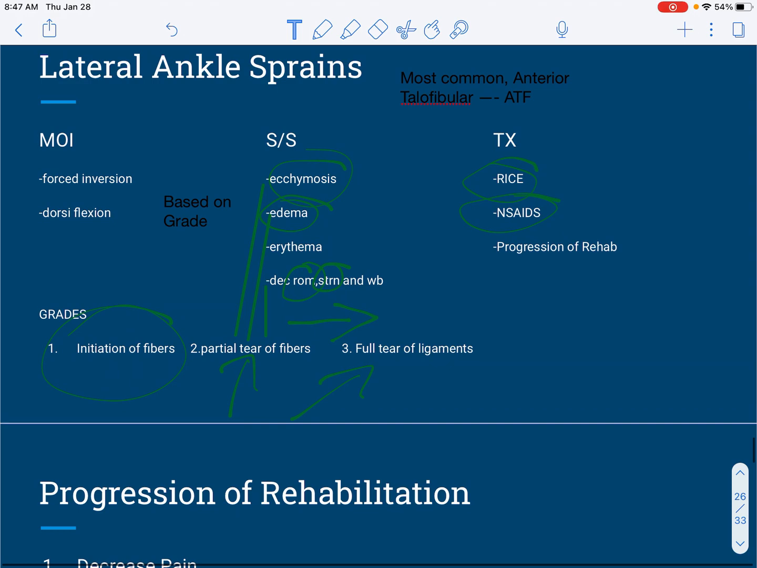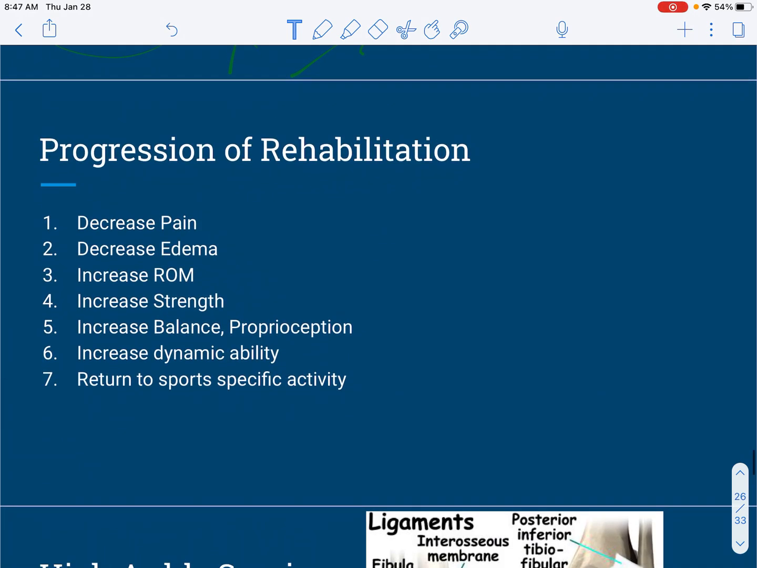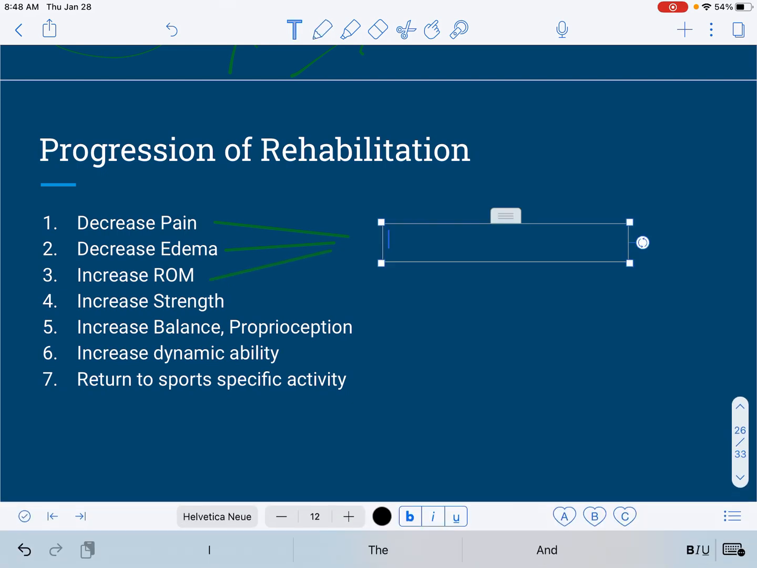And then there's a progression of rehab. So here's a quick progression of rehab. We're going to go over this in detail as we move on to different units. These first 3, you could really do together. These are the first steps on what you want to do.